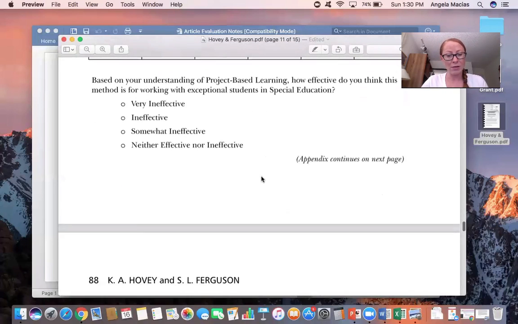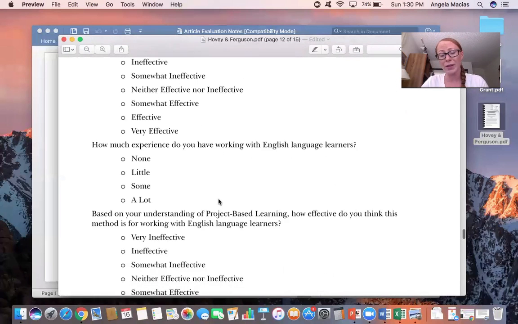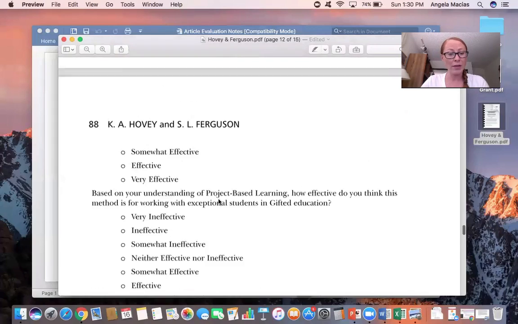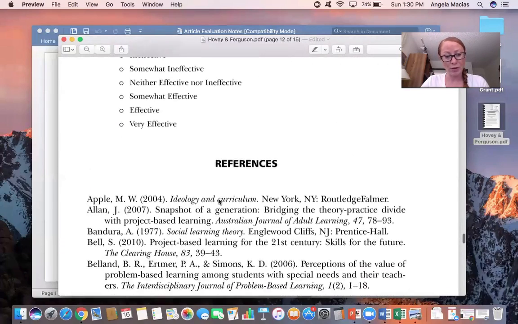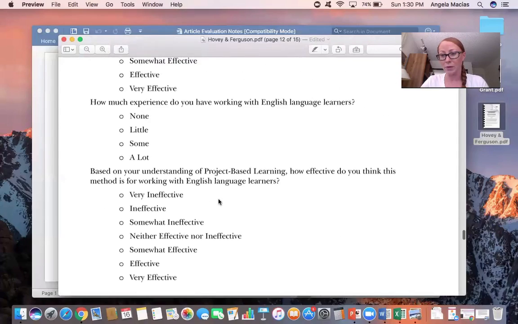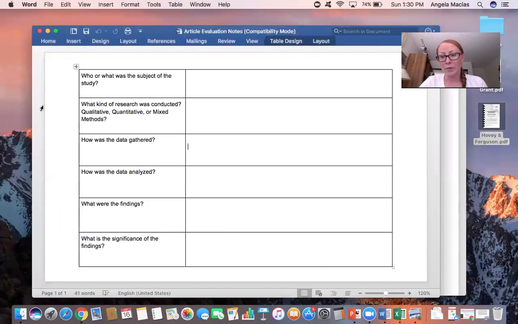Okay, so you're going to see they're going to include an appendix often in a quantitative study because they want you to see exactly how they designed their study. They're going to even give you copies of the questions and the choices of answers that people had to do the survey. Okay, so now you know the difference between qualitative and quantitative research.